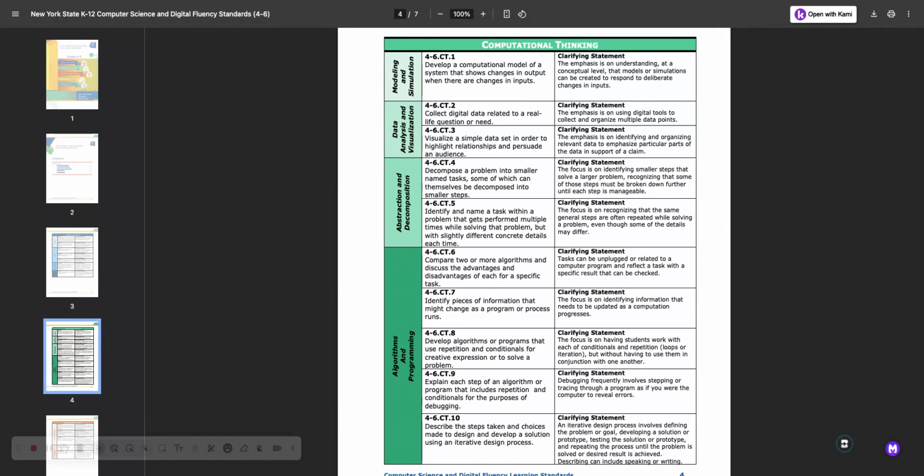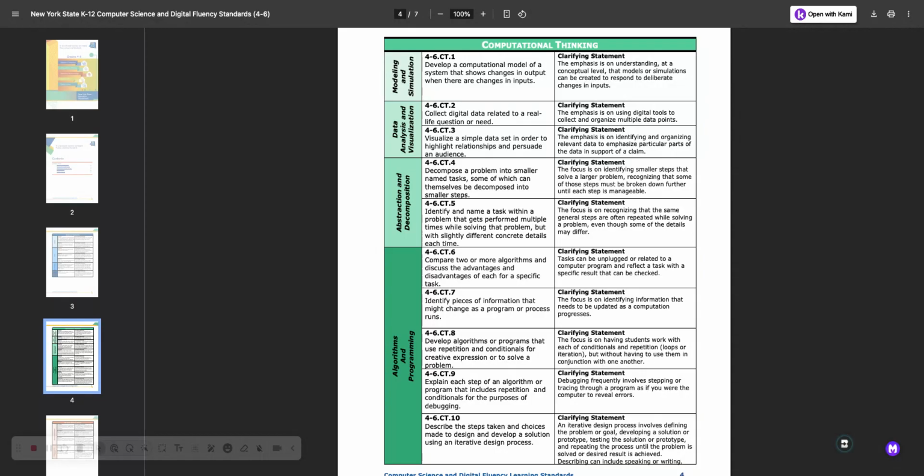The first sub-concept area is modeling and simulation. You have one standard here where we're talking about computational models. So how does input change the output? So this could be variables. It could be talking about how things are sorted, patterns that might arise. Anything along those lines can help talk about modeling and simulation.